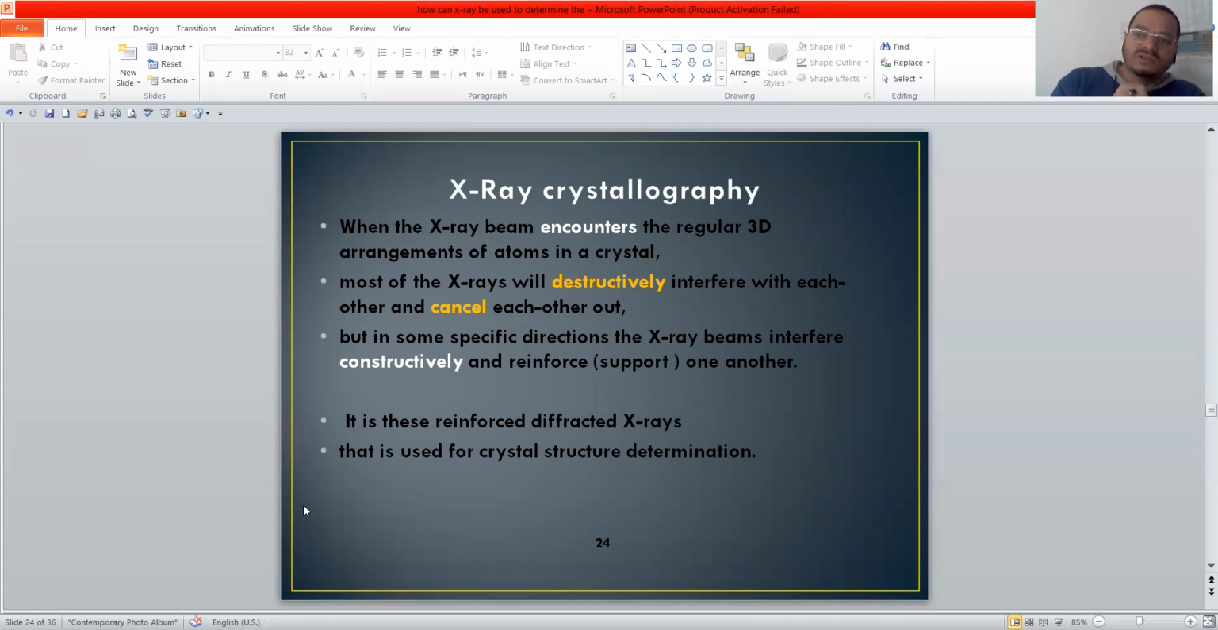What does that mean? That means they will cancel each other, because here we are dealing with a destructive phenomenon. They destructively interfere with each other and cancel each other. But in some specific diffraction, the X-ray beams interfere constructively, will support each other and reinforce one another. It is these reinforced diffracted X-rays that are used for crystalline structure determination.